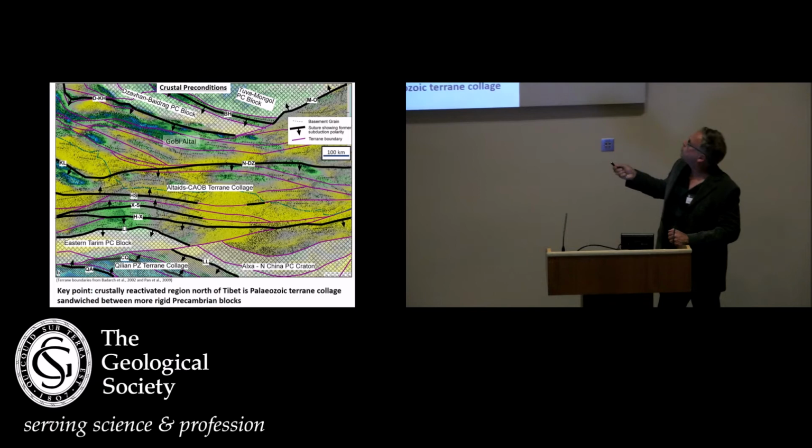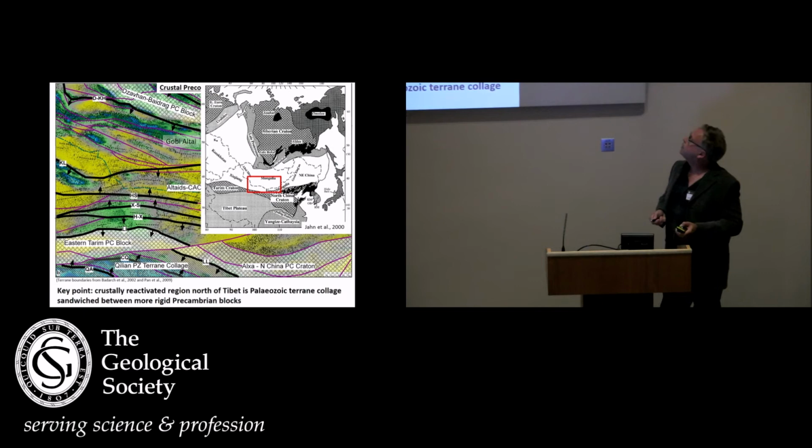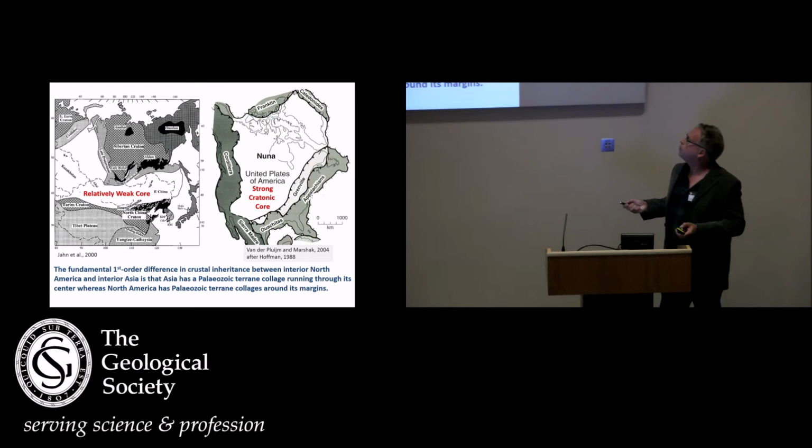So what you see here is that the reactivated area is this Paleozoic terrane collage dominantly. And it's part of the big terrane collage, the strip that runs right through Central Asia, and one of the largest Phanerozoic continental growth factories on Earth. So just compare and contrast that with North America, with its strong cratonic core and the bordering Phanerozoic orogenic belts. Asia's different. It has the terrane collage cutting right through the center. And that has to be your first order control in the reactivation of this region.